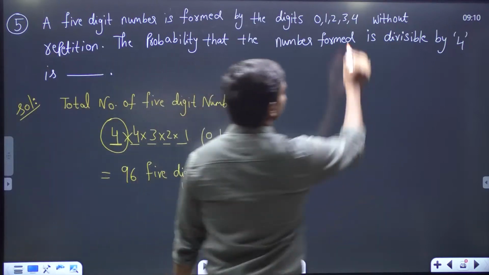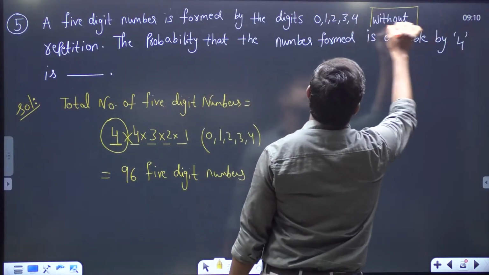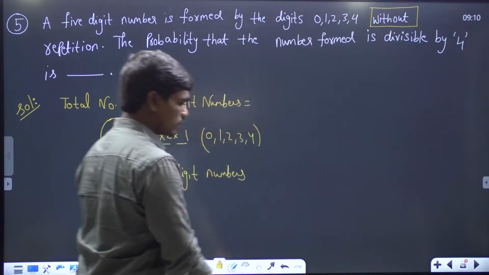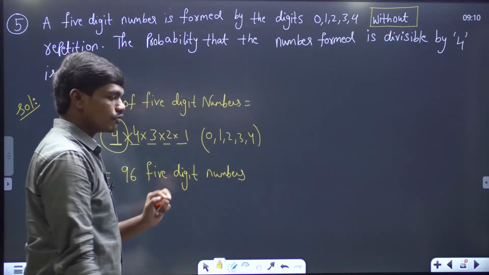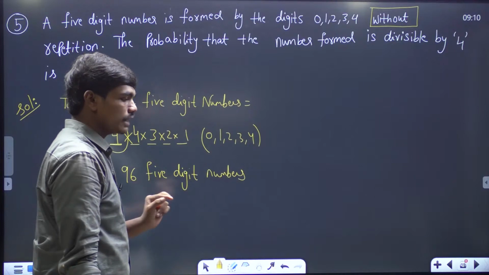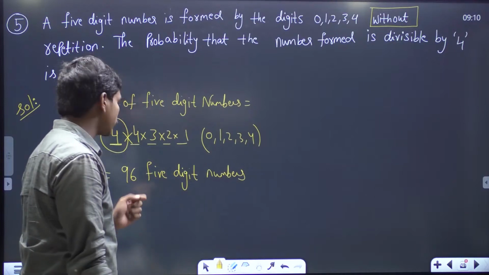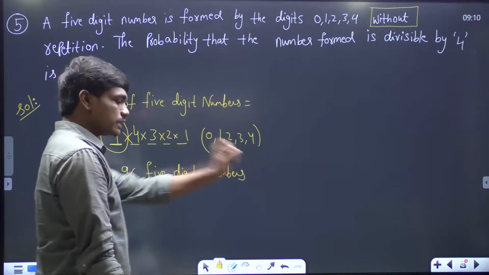Repetition is not allowed. Please read the question carefully. Okay, so see here. Now, if a total of 96 5-digit numbers can be formed, I think Bharat you are correct, 0.3125 something. So see here, 96 5-digit numbers.